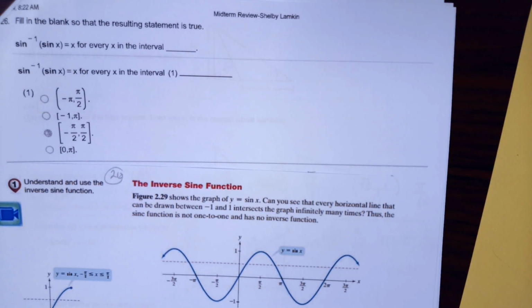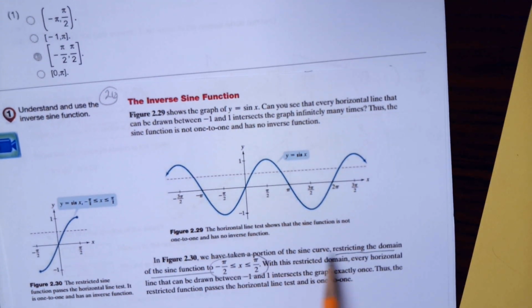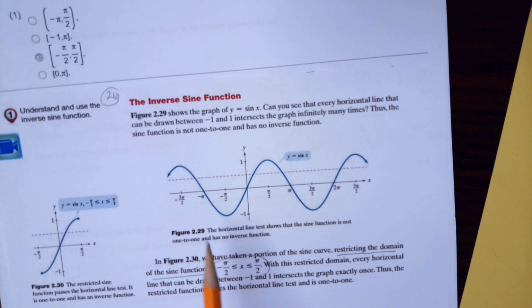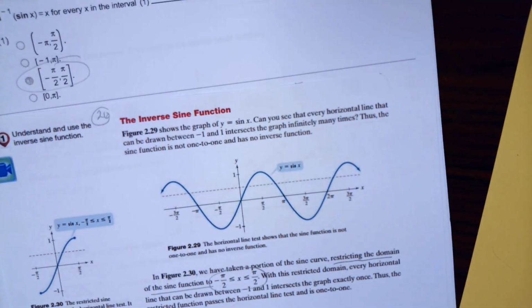26 says, fill in the blank so the statement's true. Sine inverse of sine x is equal to x for every x in what interval? Well, sine inverse has to have a restricted domain from negative pi over 2 to pi over 2. So that is our answer for number 26.